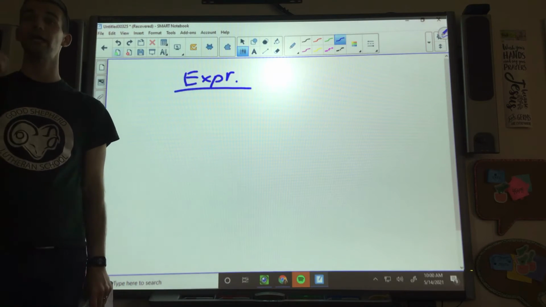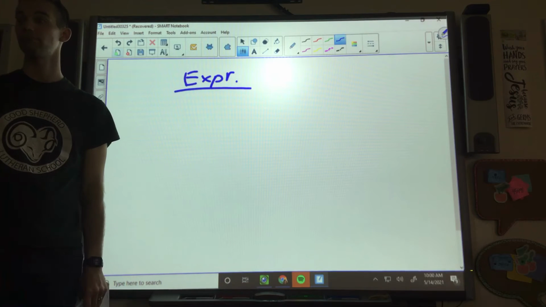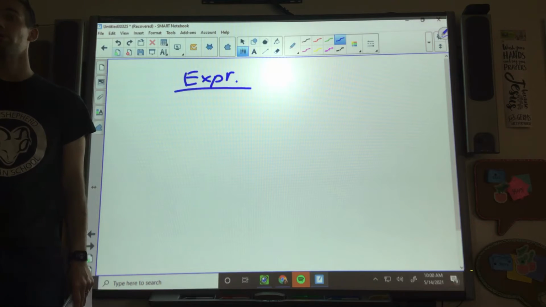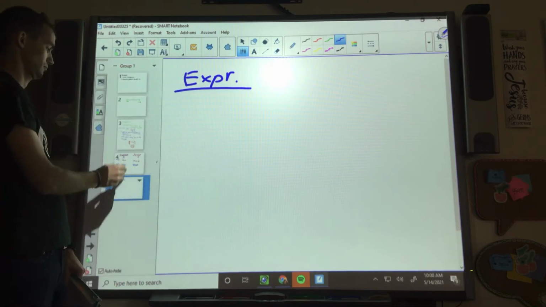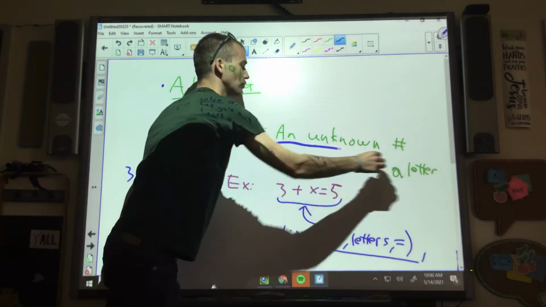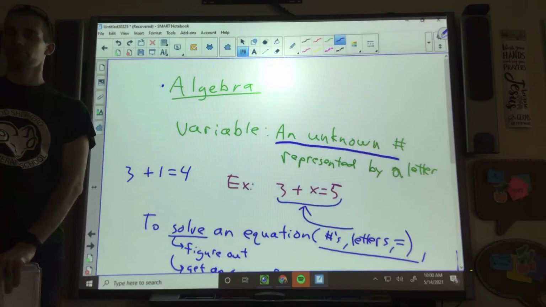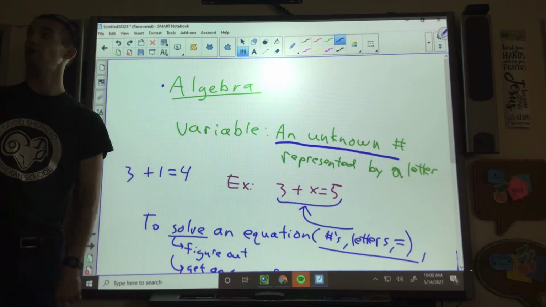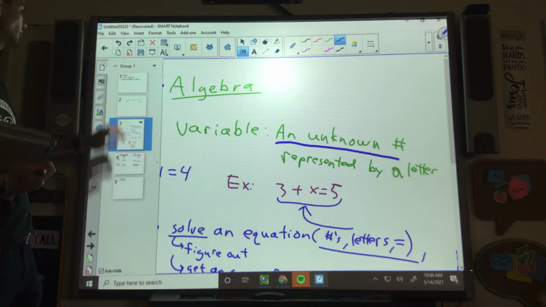We assign it a letter. Yes. You don't know what it is. It is an unknown number. What do we give it if it's an unknown number? We give it a letter. What letter do you want to give my age?